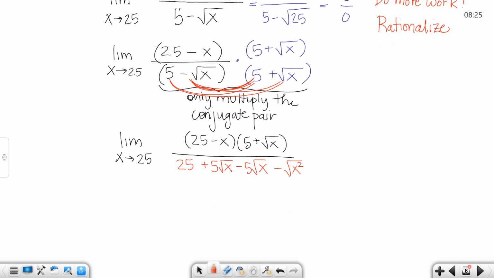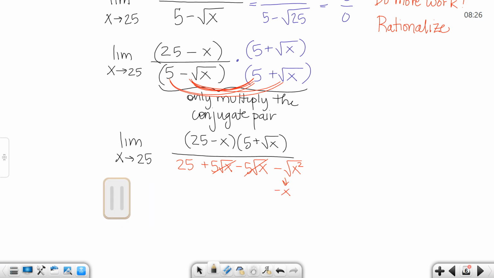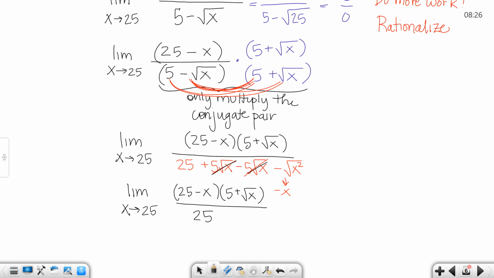Now look what happens across the bottom. A positive 5 radical and a negative 5 square root of x radical cancel out. I know the square root of x squared would just give you an x, so this piece right here would just be minus x. So simplifying that out, you'd have the limit as x goes to 25 of my factors at the top, 25 minus x, 5 plus square root of x. Across the bottom, everything crossed out except for a 25 and a minus x.